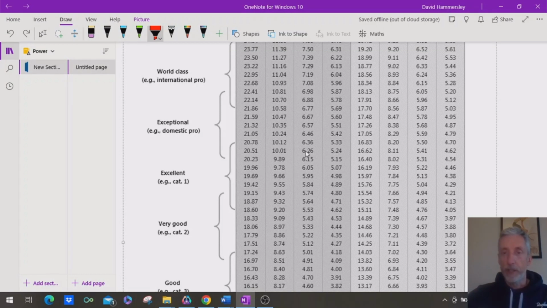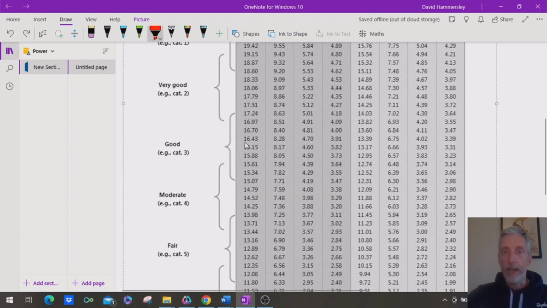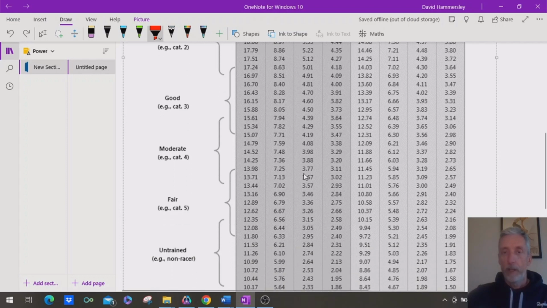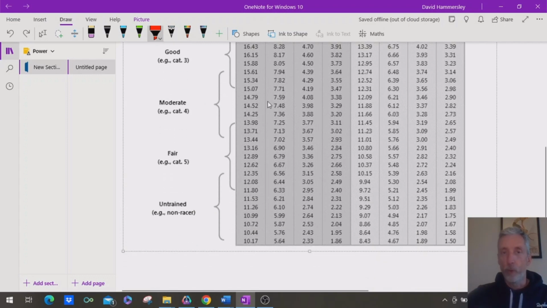Cat 1 riders are going to be around here, 5 watts a kilo, or 4.5 maybe for women. Coming down to good, for probably a good club cyclist, would be around this sort of level. And then beginning racing, Cat 4, or moderate riding, you know, pretty good riding, down to very untrained people with no sort of formal training of cycling at all.